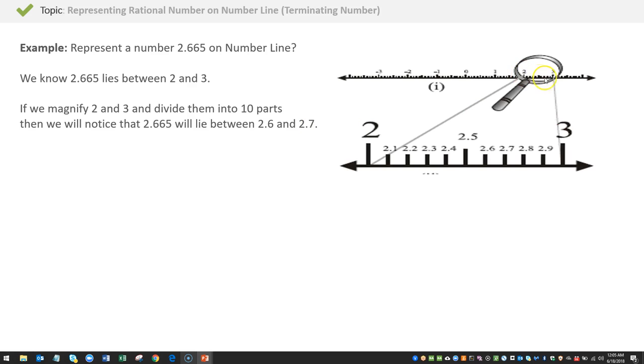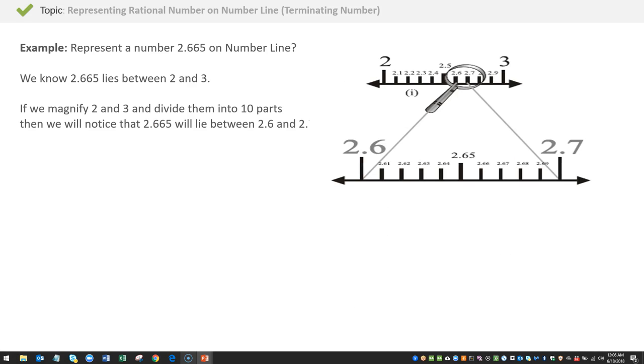So this is my number 2 and 3. If I magnify this and divide 2 and 3 into 10 parts, what I get is 2.1, 2.2, 2.3, 2.4, 2.5 is the middle section, 2.6, 2.7, 2.8, 2.9. And now you will notice 2.665 lies between 2.6 and 2.7.